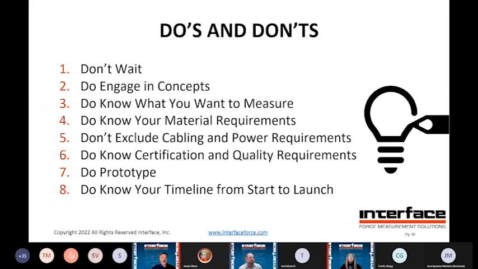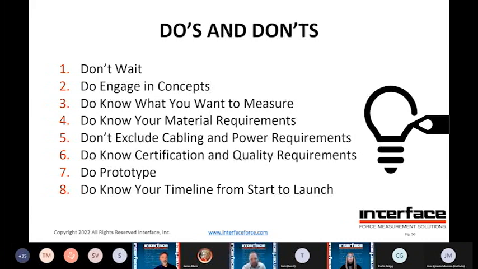Do know what you want to measure. As Brian mentioned earlier, that's extremely important in the getting started phase. We also mentioned calibrations. Typically a standard load cell comes with a calibration certificate, and that's what's used for incorporating into your system. But you can do in situ calibrations and utilize these things for different feedback.